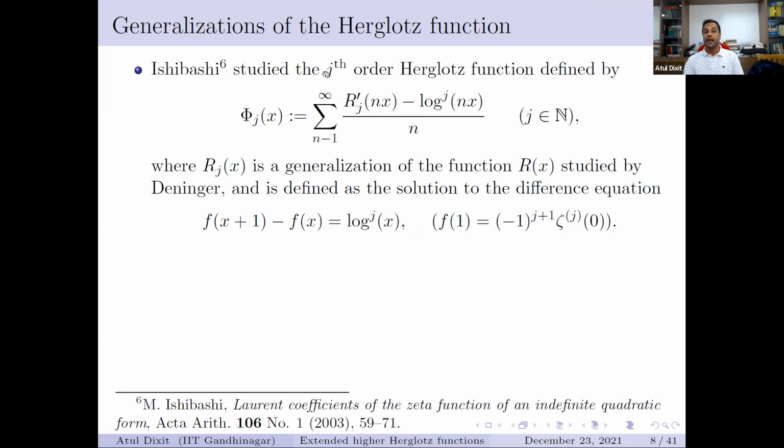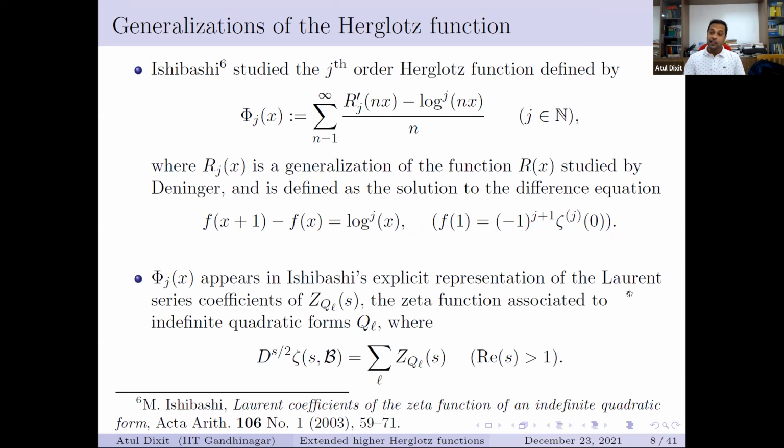And Ishibashi encountered a generalization of that for any natural number j while trying to obtain the Laurent series coefficients of this zeta function associated with indefinite quadratic forms. Earlier, Zagier had evaluated only the constant term in the Laurent series expansion, as well as the coefficient of the singular part, 1 over s minus 1, because there is a pole at s equal to 1. But now all of the next coefficients, which are analogous to the Stieltjes constants, were evaluated by Ishibashi, and that's where he encountered this generalization.